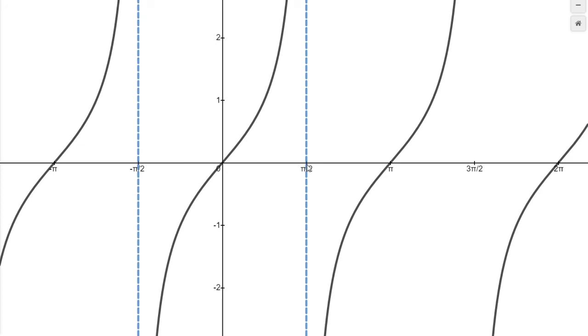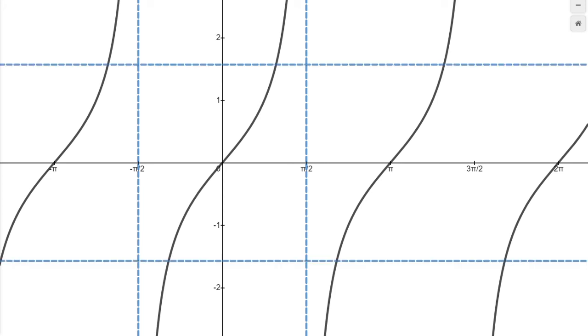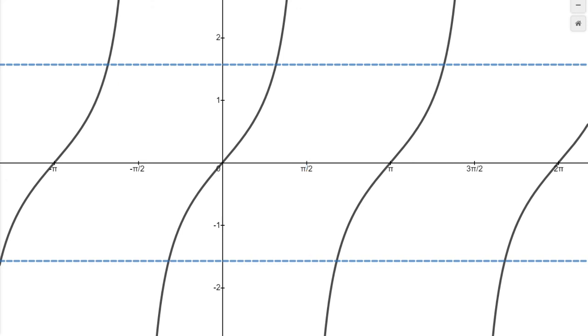The easiest way to think about drawing inverse tan is think about what happens with the asymptotes. So the asymptotes are at x equals pi over 2 and x equals minus pi over 2. When we reflect in the line y equals x, those two asymptotes become y asymptotes. So our graph of inverse tan is going to be strictly between, y is strictly between minus pi over 2 and pi over 2.